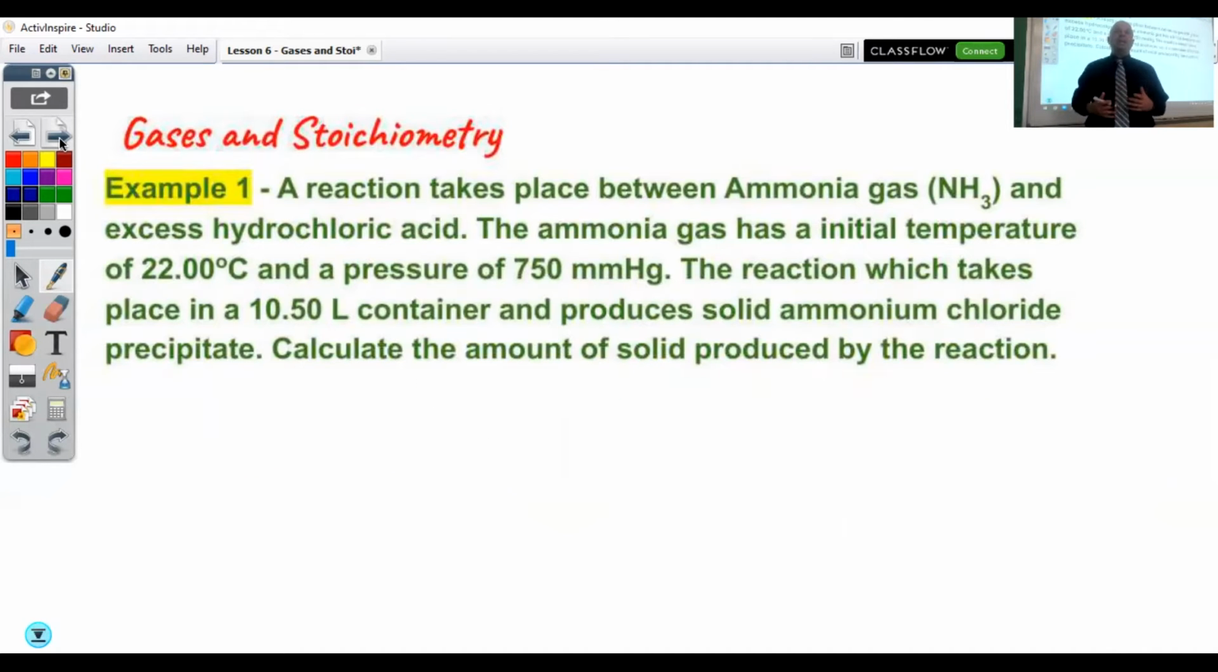Since we're not learning anything new, instead we're just learning how to implement what we already know in a new way, we're going to begin by looking at an example problem. So in this problem, we're combining ammonia gas and hydrochloric acid. So let's begin by writing out a balanced chemical equation for the reaction that occurs.